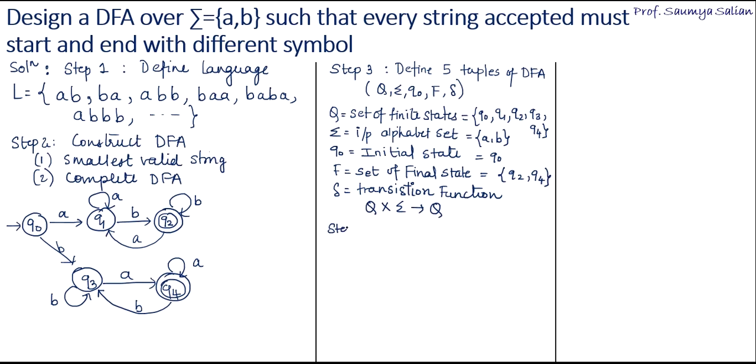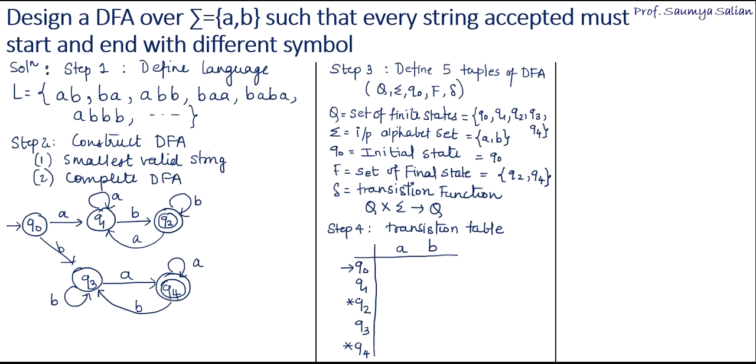Step 4 is to construct the transition table. Okay, so let's start. For input A and B, starting from Q0, Q1, Q2, Q3 and state Q4. Q0 is my initial state, Q2 is my final state and Q4 is my final state. So let's check the diagram.